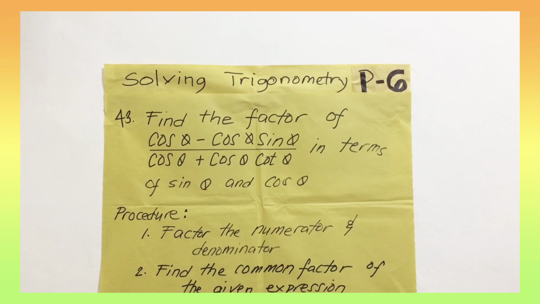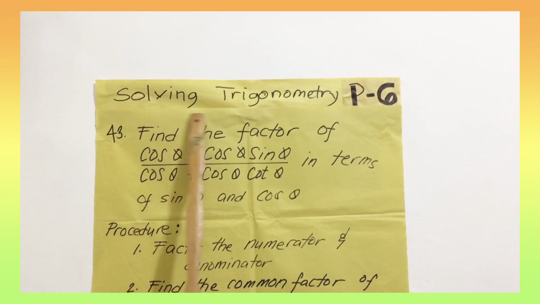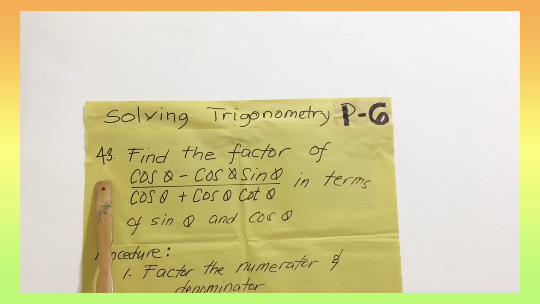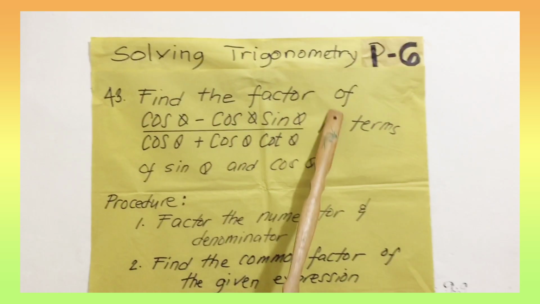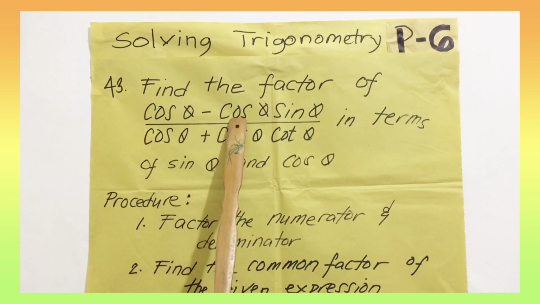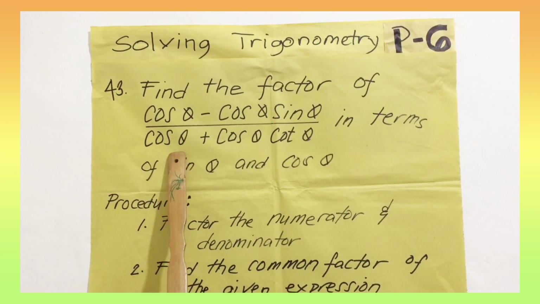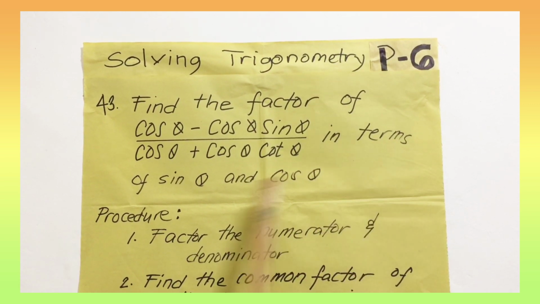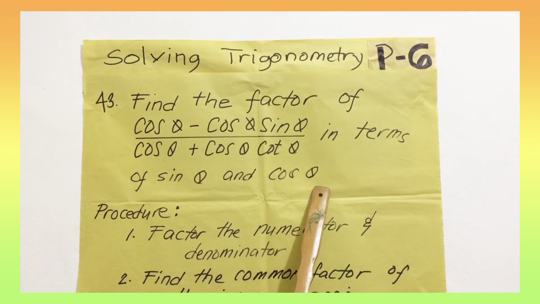Hello guys, today let us continue solving trigonometry. We're now in part 6, number 43. Find the factor of (cos theta minus cos theta sine theta) over (cos theta plus cos theta cotangent theta) in terms of sine theta and cos theta.